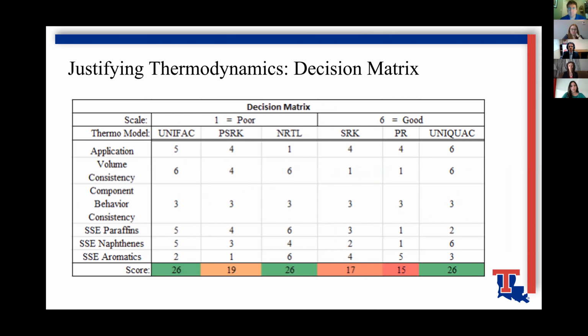So we tested 6 different thermodynamic models to see which would model our system most correctly, and we used a decision matrix to help make this decision. We gave a numeric score to each of the thermo models based on the categories on the left. We looked at the sum of squared error of the paraffins, naphthenes, and aromatics. And we did find that we had the same score for UNIFAC, NRTL, and UNIQUAC. NRTL is for 2 liquids, so that wasn't applicable for our system because we have a mixed phase. And UNIQUAC just gave us more consistent calculations, so we went ahead and pushed forward with UNIQUAC.